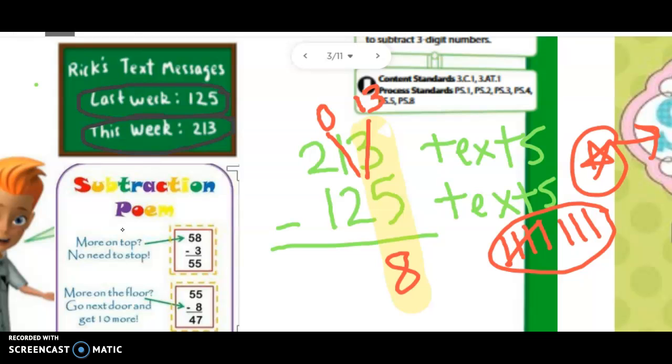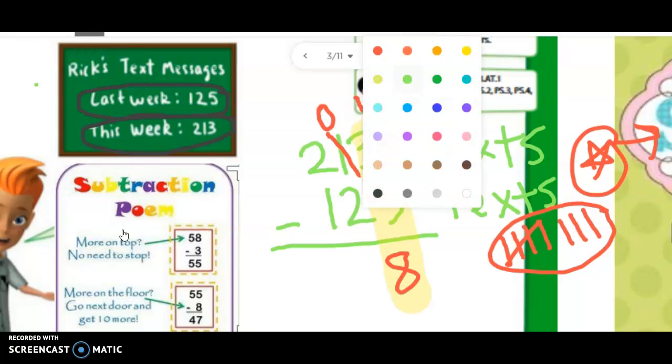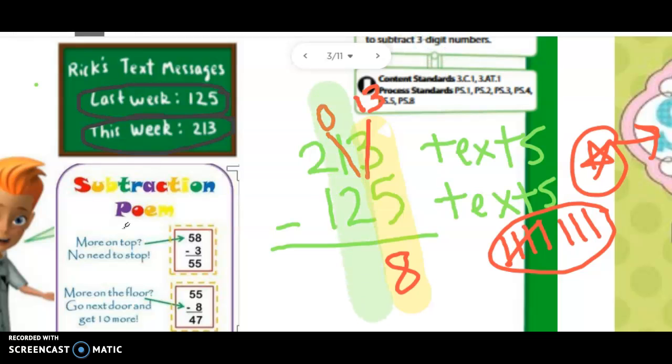All right, we solved the ones place. Now we are moving on to the tens place. More on top, no need to stop. More on the floor, 2 is larger than 0. Go next door and get 10 more. So I'm going to have to go next door. If I have 2 stars, and I'm borrowing 1, I have 1 left over. And then I need to add 10 more. 0 plus 10 is 10.